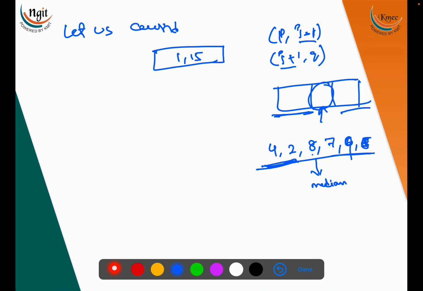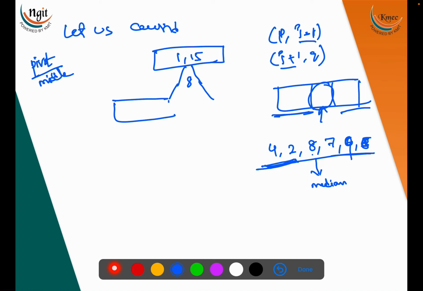So my assumption is what? I am considering the pivot element in the middle position. This is my first case. I am considering the pivot in the middle position. So the middle position is what? 8. 1 plus 15 by 2, which is 8. So I should not sort 8 again.